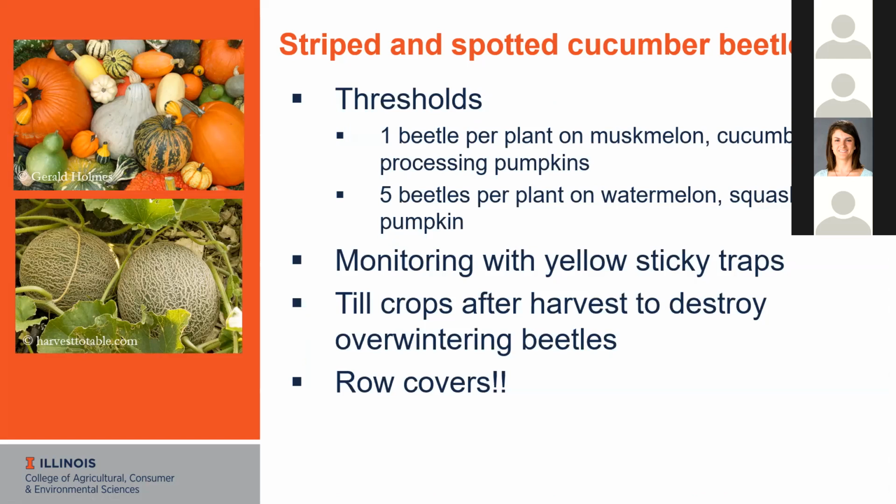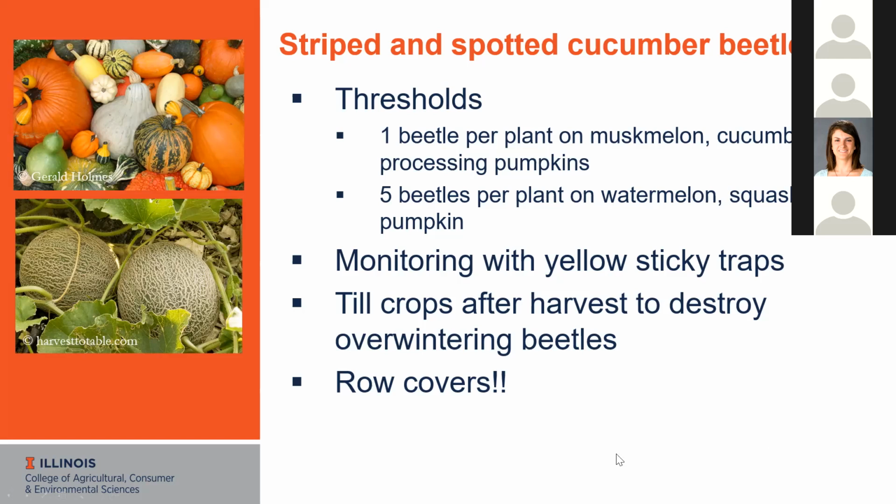So when you're trying to control these and you're scouting, there are certain thresholds for control, and they do vary by the crop you're actually dealing with. So on muskmelon, cucumber, and processing pumpkins, the threshold is about 1 beetle per plant, whereas the threshold for things like watermelon or winter squashes or non-processing pumpkins is 5 beetles per plant. And this is primarily because things like melons and cucumbers are much more susceptible to bacterial wilt. So you have to be more careful with those with the cucumber beetles.